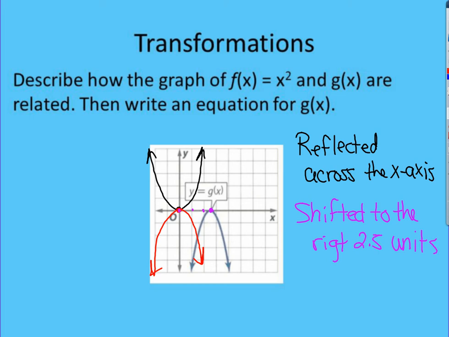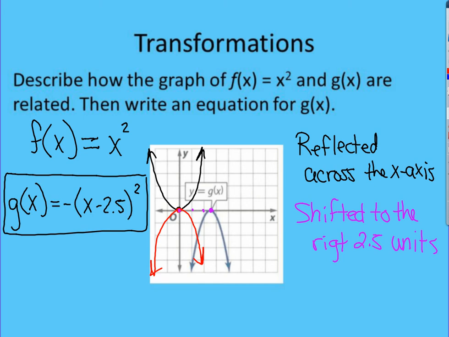Now when we go to write our equation, since it's reflected across the x, we put the negative in front of the y, or in front of the entire equation. Remember, our parent function is f of x is equal to x squared. So if we want to put it in front of the entire function, we're going to put it in front of that x squared. And with the x is where we put the 2.5. Remember, it's inside the parentheses, so we do need to change the sign. So when we put it inside the parentheses, it will become negative. So our equation is going to be g of x is equal to negative (x minus 2.5) squared.